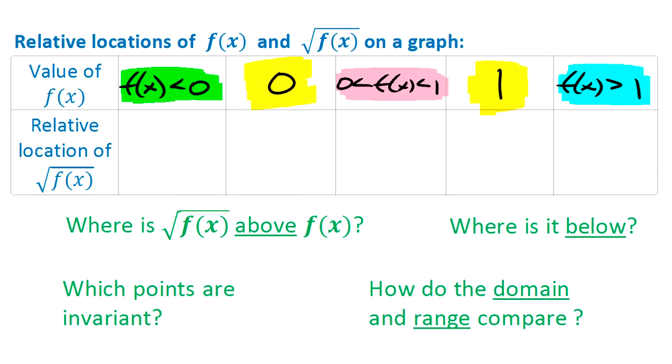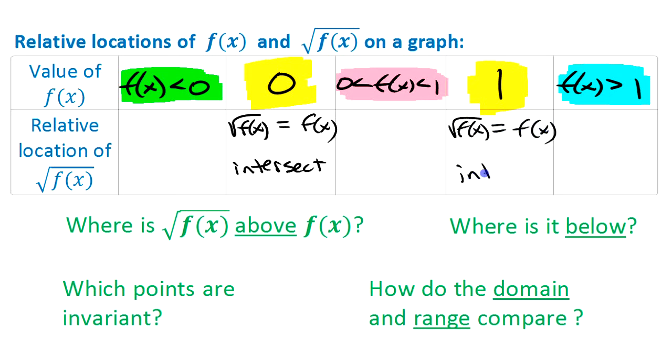There we go. All right, so let's start with the values that don't change here. So at 0, square root of f of x is the same as f of x. So that's one place where they intersect. And the same right here, right? Square root of f of x equals f of x. That's another place where they intersect. Anywhere you have the original function being 0 or 1, the graphs are going to intersect. Those are going to be invariant points.